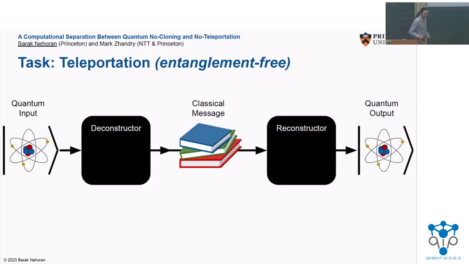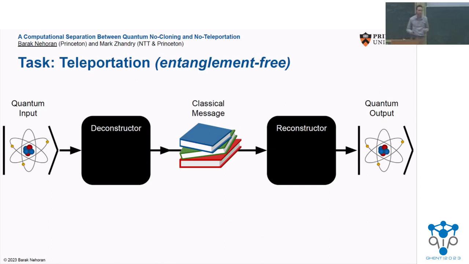The second no-go theorem is called no-teleportation. And the no-teleportation theorem essentially states the difficulty of converting a quantum state into a classical message and back to a quantum state. And so we have a quantum state and a deconstruction process that turns it into a classical message, and then a reconstruction process that turns it back into a quantum state.